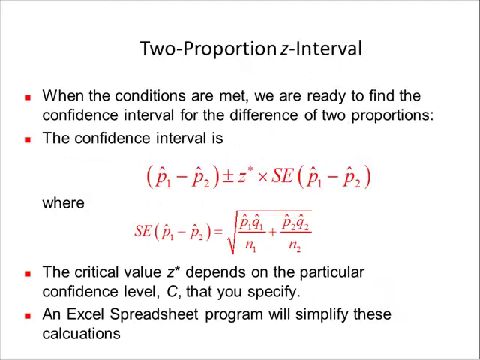All right, and so when the conditions are met, we are ready to find the confidence interval for the difference of two proportions. The confidence interval is just going to be the difference between the two sample proportions plus or minus z star, which we already know about, times the standard error. So this is your margin of error, and the way that you compute the standard error is the square root of p1q1 divided by n1 plus p2q2 divided by n2. And so it's easy to get an Excel spreadsheet that will help you do that, which I have created for you, or you can create on your own.